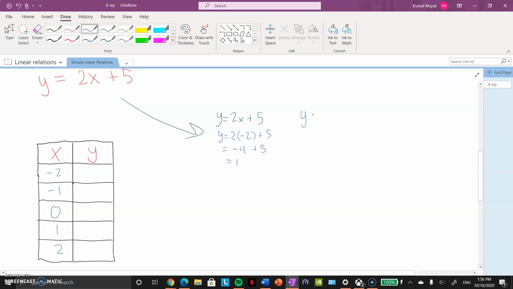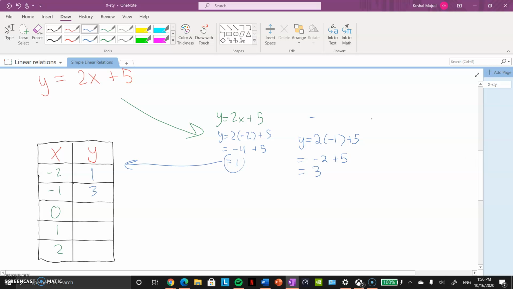Let's try y equals 2 times -1. Oh, I'm sorry, I have to put this here too. So this is 1. Let me rewrite this. 1. Okay, so y equals 2 times -1 plus 5. Let me just erase this over here. Which is -2 plus 5, which is 3. I'm going to write 3 over here.